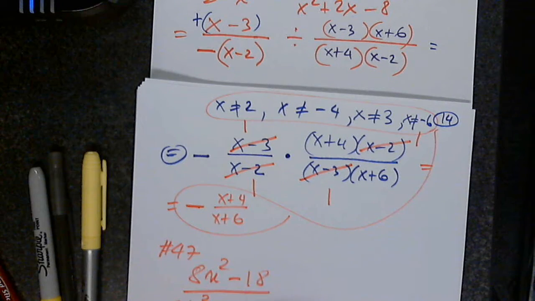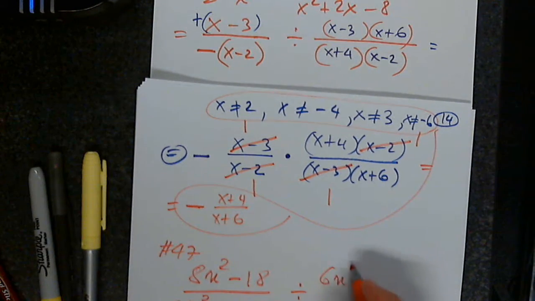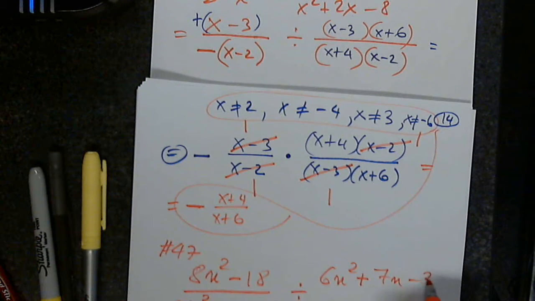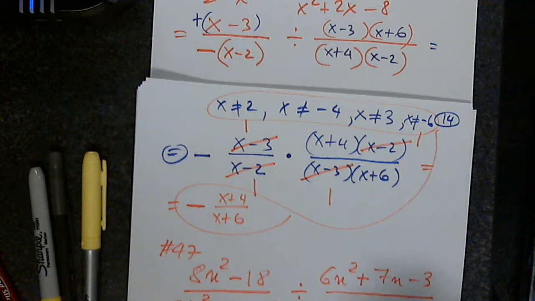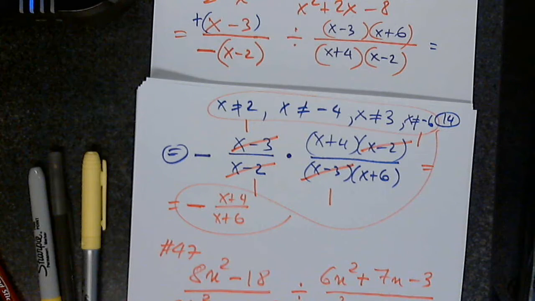They're all n's. This is 47. So 6n squared plus 7n minus 3, everything over n squared minus 9n plus 8. Once we do this, we can move on to addition and subtraction.